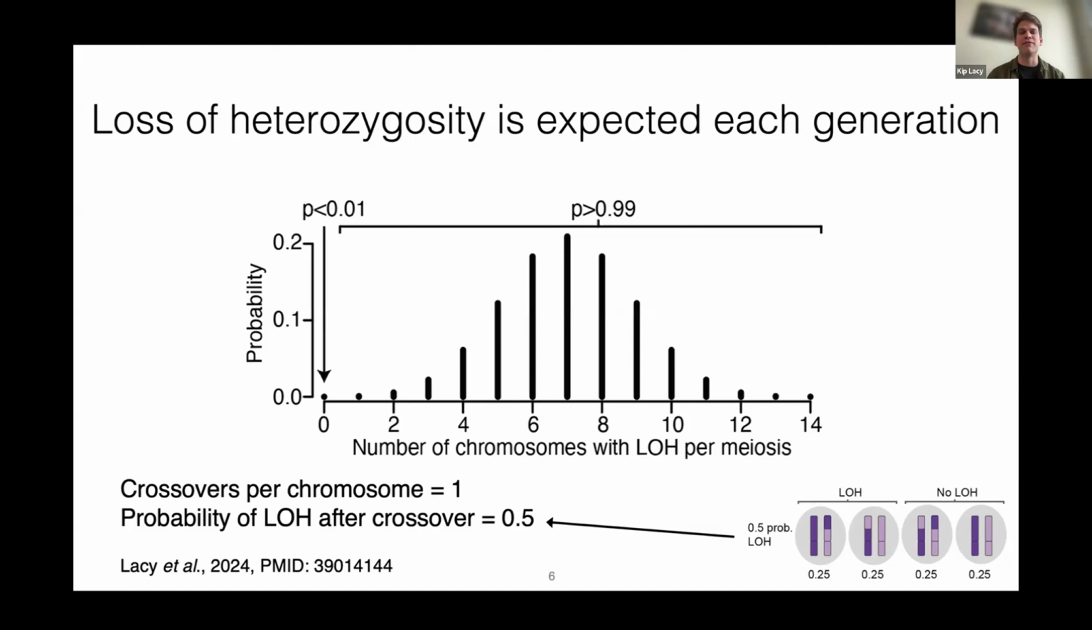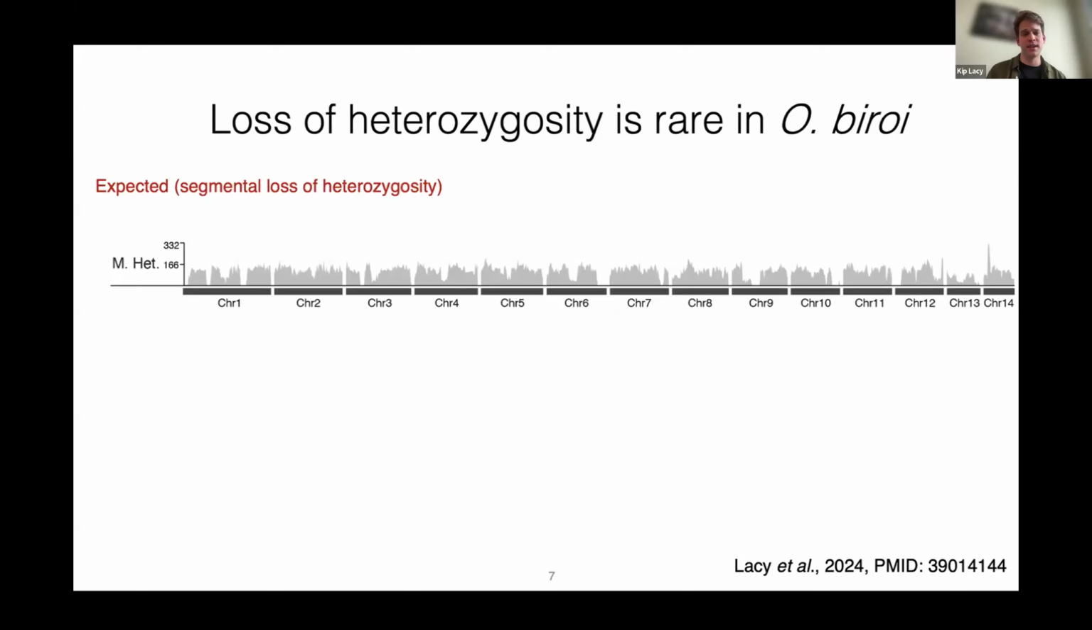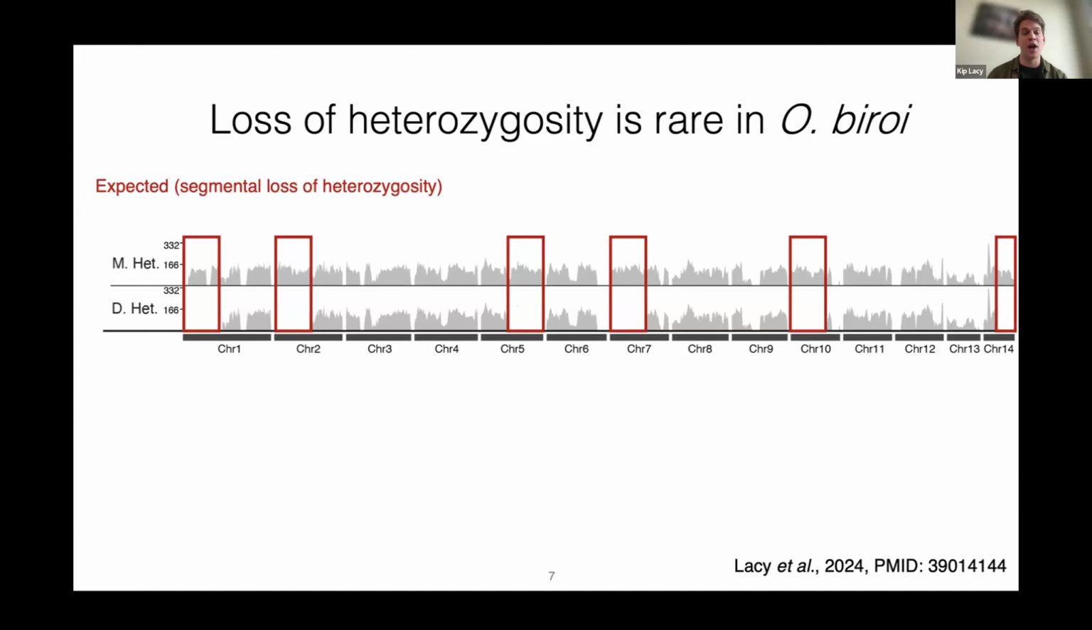To see what that looked like empirically, I sequenced whole genomes. Here's a histogram along the genome of a mother. And what you're seeing is the number of SNPs, single nucleotide variations per window, that are heterozygous in that individual. And what I expected to see was that in her daughter, there would be several segments of chromosomes that had lost heterozygosity. But that's not what I saw.